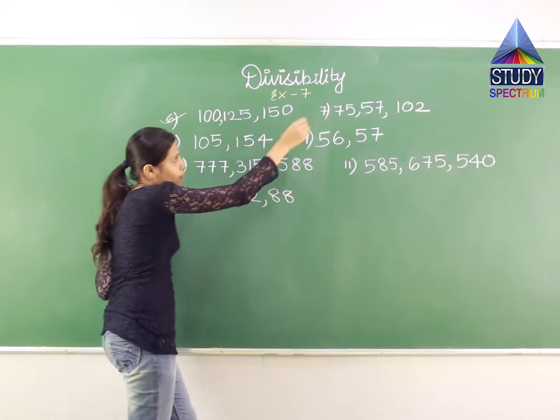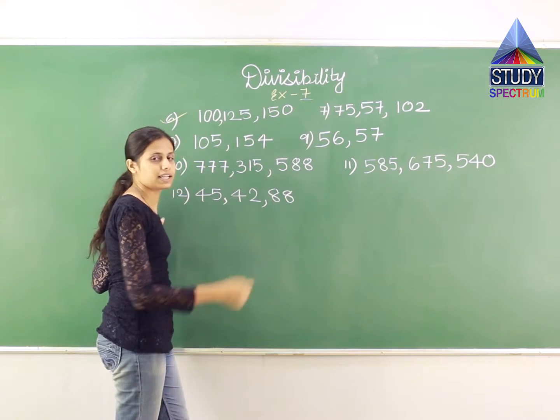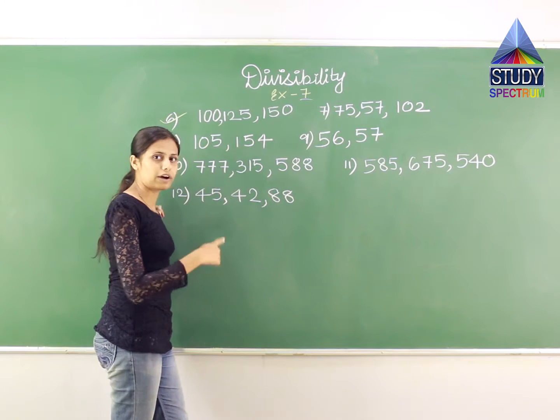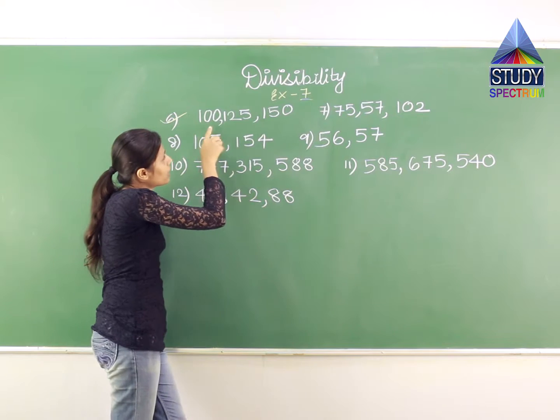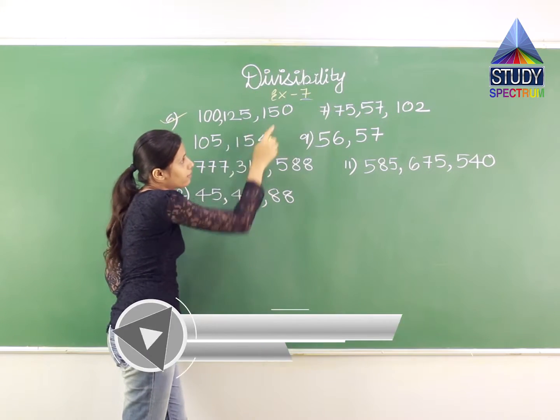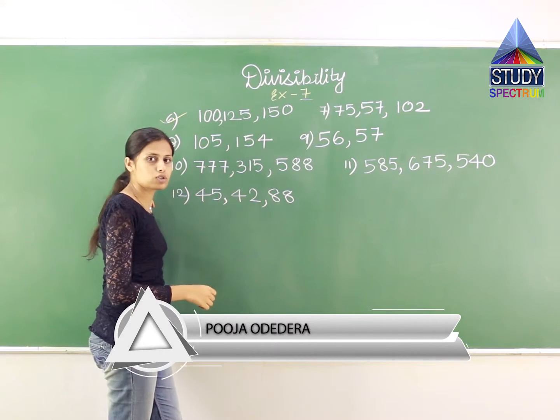With the sixth question of our exercise number 7. In this also what we have to find? We have to find GCD, that is greatest common divisor. We have three numbers: 100, 125 and 150. What is the method to solve this?